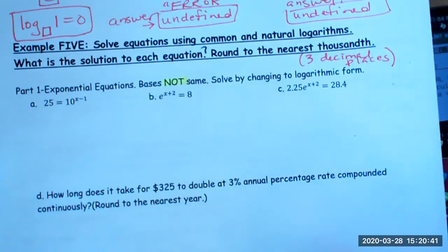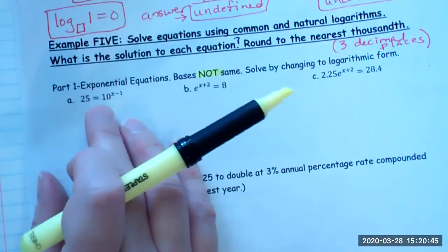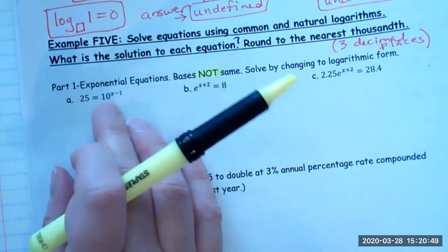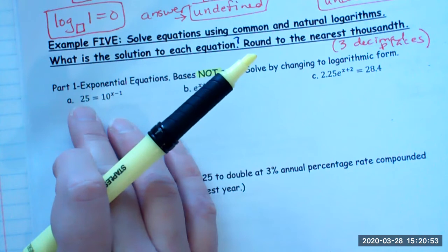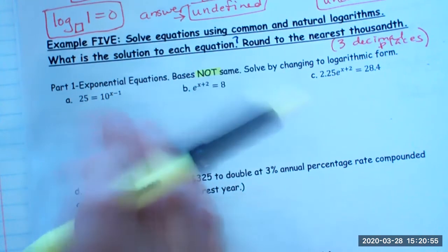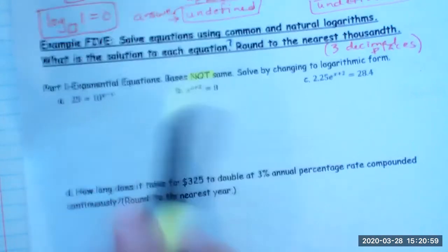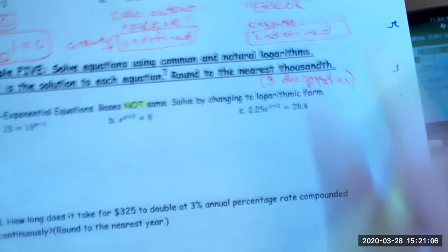So we're going to solve by changing to logarithmic form, because as you can see here, if I were going to try to solve for the exponent, I can't write 25 with a base of 10. And so I can't make the bases the same on both sides, so I can't match up the exponents to solve for x. So what I'm going to do is change to logarithmic form. That's going to be my key.